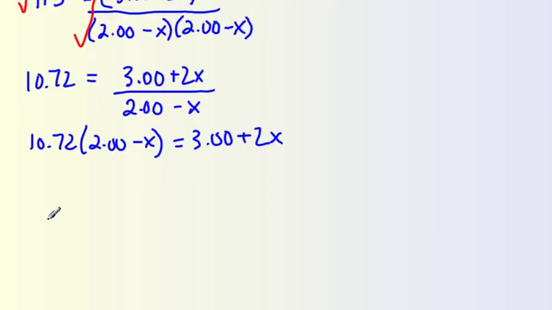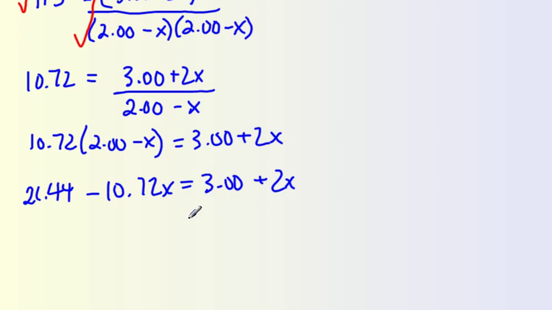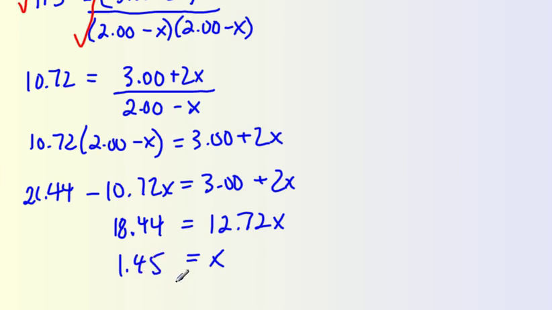When it gets to this step, just make sure that you're careful, that you're collecting like terms appropriately and not making any errors with negative signs. Don't be lazy. So 21.44 minus 10.72x equals 3 plus 2x. I'm going to collect my x's on the right. 21.44 minus 3, I've got 18.44, and over on this side 12.72x. So x is going to be equal to 18.44 divided by 12.72, and we get 1.45 as our value for x here.